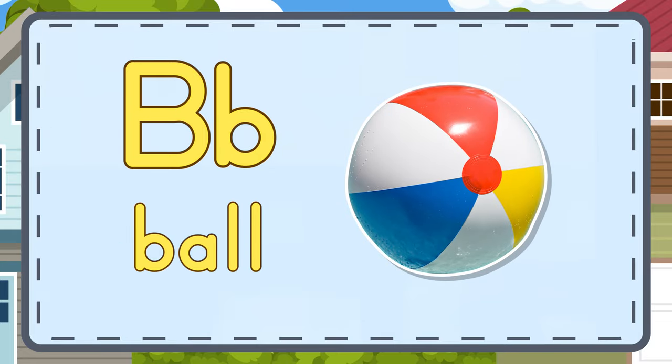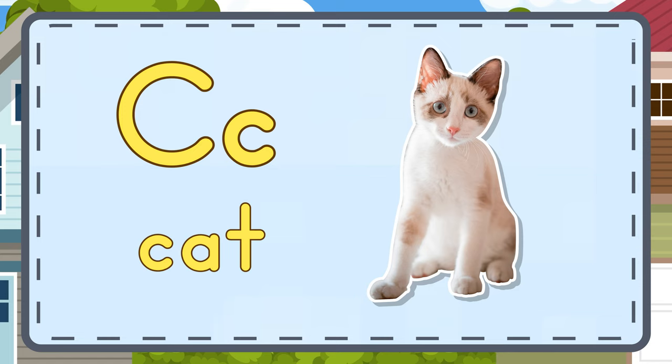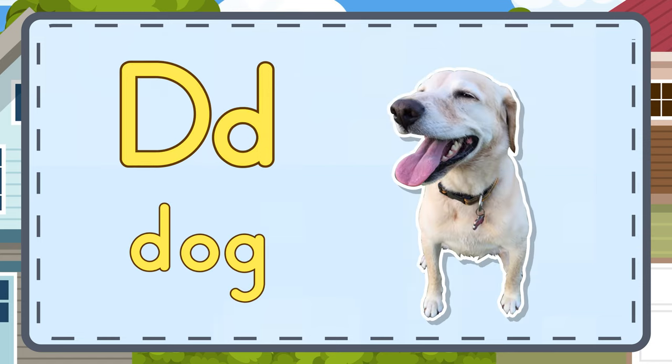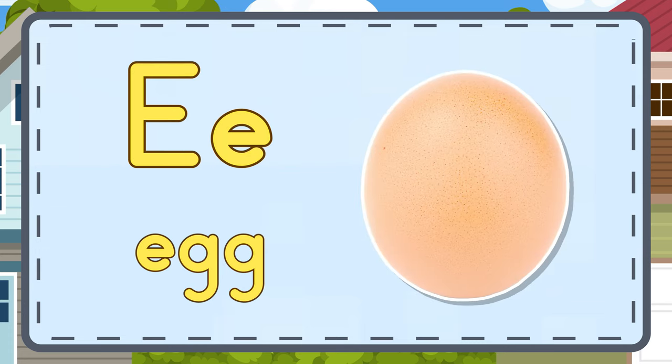Apple. B says b, b. Ball. C says k, k. Cat. D says d, d. Dog. E says e, e.